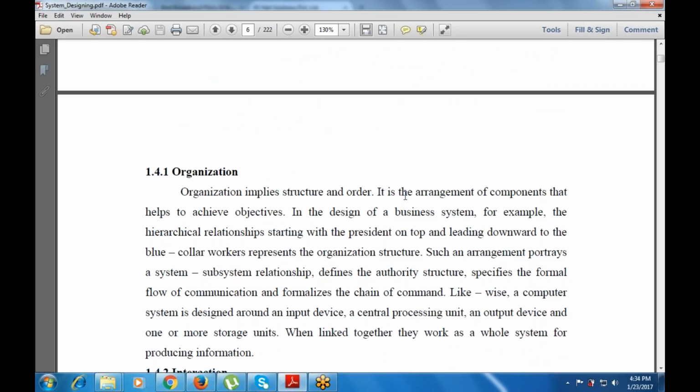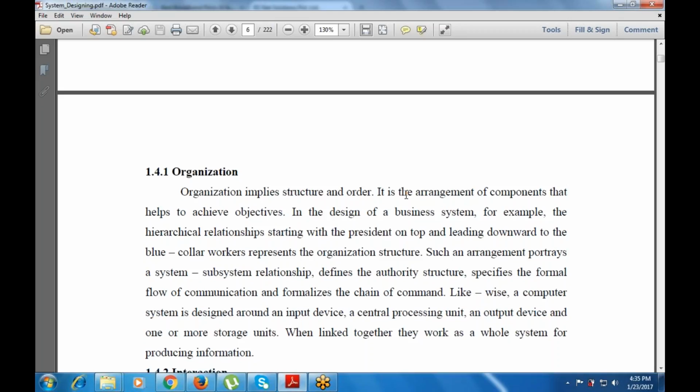First is the organization, which implies structure and order. It is the arrangement of components that helps to achieve the objectives. In the design of a business system, for example, the hierarchical relationships starting with the president on top, then leading towards the blue collar workers, represent the organization's objective structure. Such an arrangement portrays a system-subsystem relationship, defines the authority system, specifies the formal flow of the system, and also formalizes the chain of command.